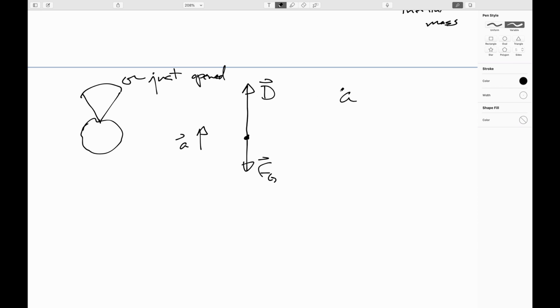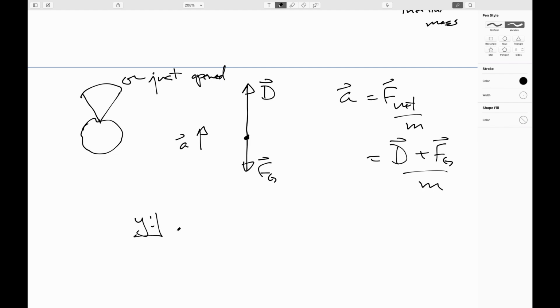So again, we can use Newton's second law of motion and say a is equal to F net over m, and this would be the vector sum of the drag force and gravity over m. If we take the y component of this, it's going to be equal to D. The drag is pointing upward, so we say plus D. Gravity is pointing downward, so we say minus Fg over m.